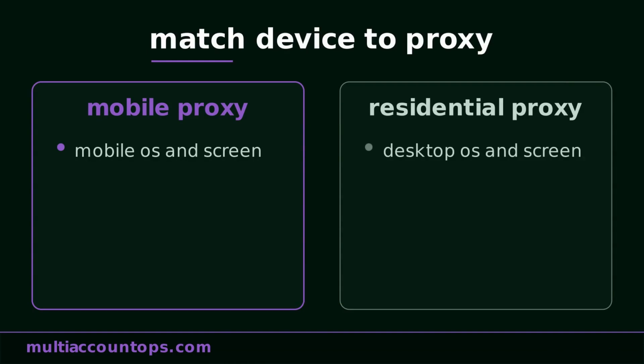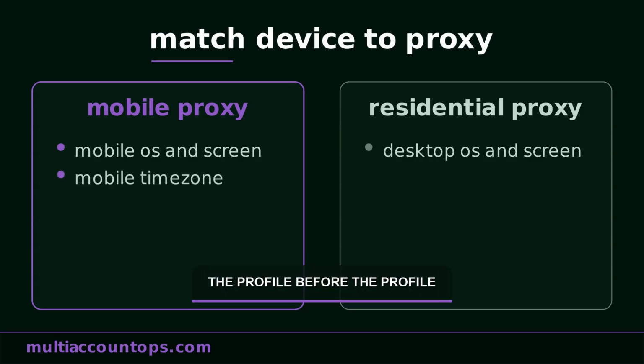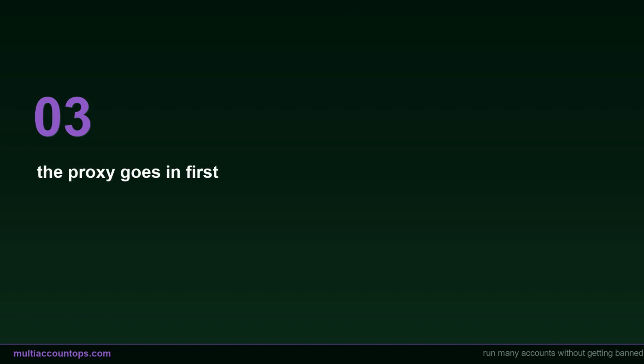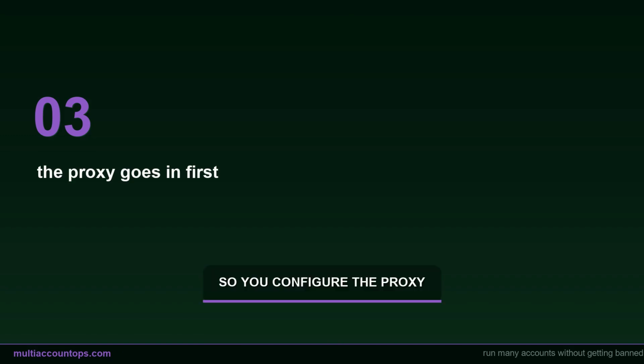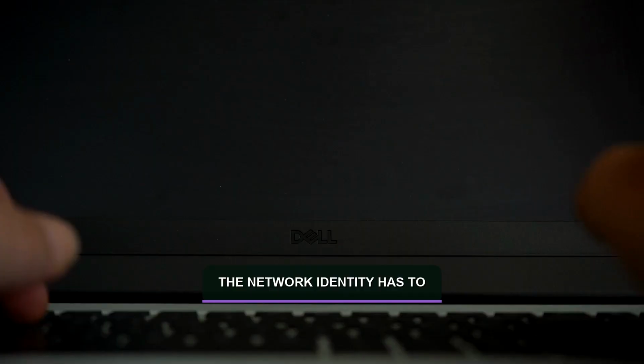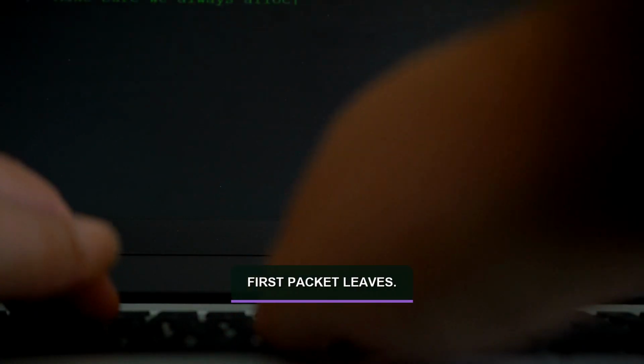The proxy goes in first. Here is the ordering that trips everyone. Bind the dedicated proxy to the profile before the profile ever touches the internet. Not after the first login, not once you have already loaded the account. First. The moment a profile connects even once on your real connection, it can pick up your true address, your real time zones, cached signals that tie back to you. So you configure the proxy in the profile settings, save it, and only then open the browser for that profile. The network identity has to be in place before the first packet leaves.